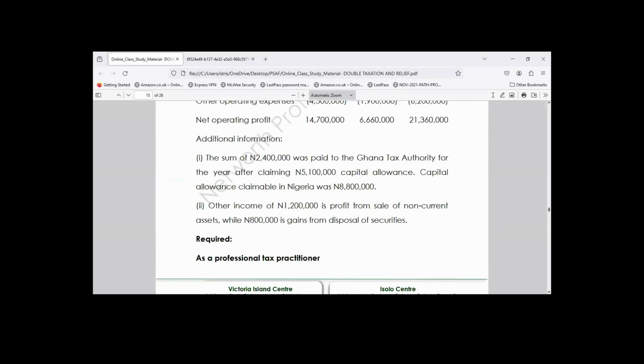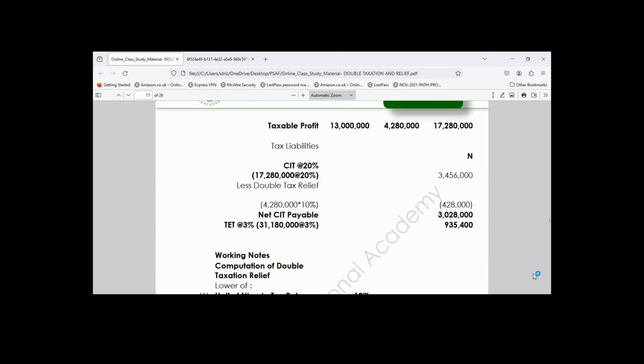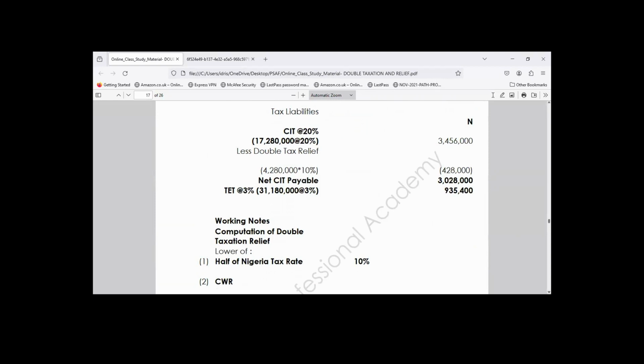This question of Adesua Limited. If I want to compute my double taxation relief, I will first of all say, since I know that it's a Nigeria company, what is half of Nigeria tax rates? In this question, the company income tax rate I use, which rate do I use? 20%, Abby? I use the rate of 20%. So half of Nigeria tax rate will be half of 20%, which is what? 10%.